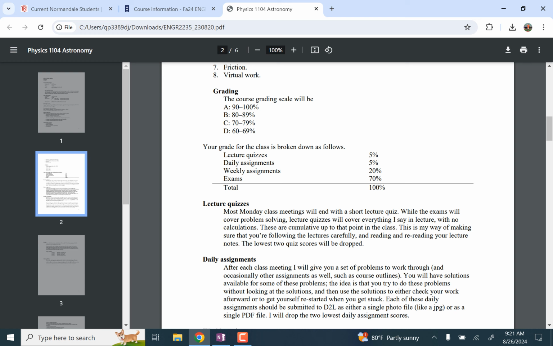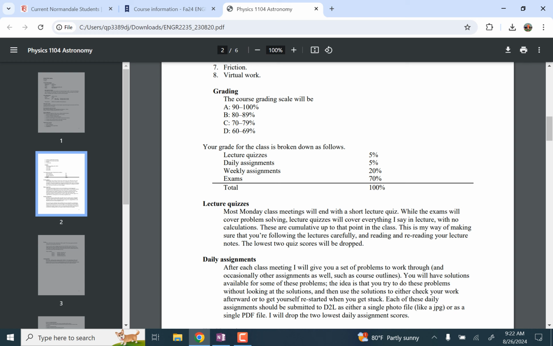The grade breakdown. So here are the pieces that go into this. Hopefully they add up to 100. It looks like they do. So lecture quizzes are 5%. And after I talk about the breakdown, I'll go into what all these things are. But lecture quizzes, 5%. Daily assignments, 5%. Weekly assignments, 20%. And then exams are 70.